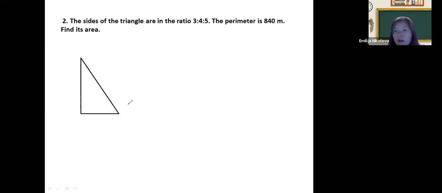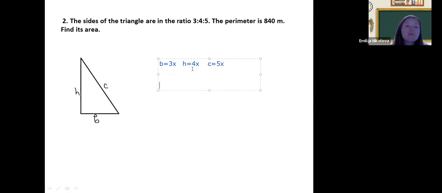So first, in order to find the area, as we talked about before, we need to know the base and the height. So this will be the height, this will be the base, and this is the hypotenuse. Let me put C here. Now, knowing that all sides are in this ratio, we can say that b will be equal to 3x. The height will be equal to 4x. And c, the hypotenuse, will be equal to 5x.